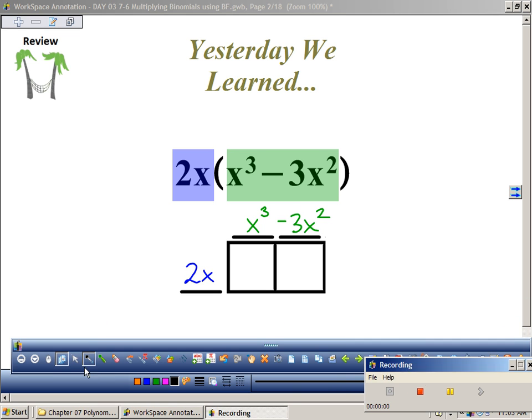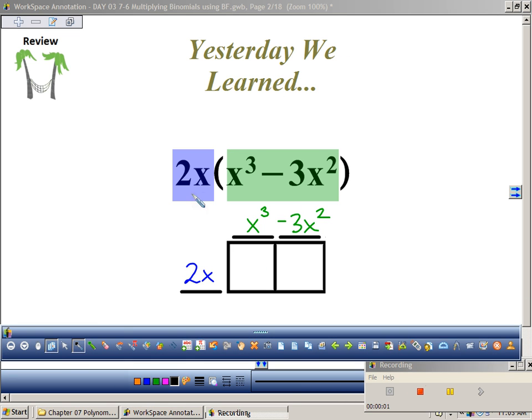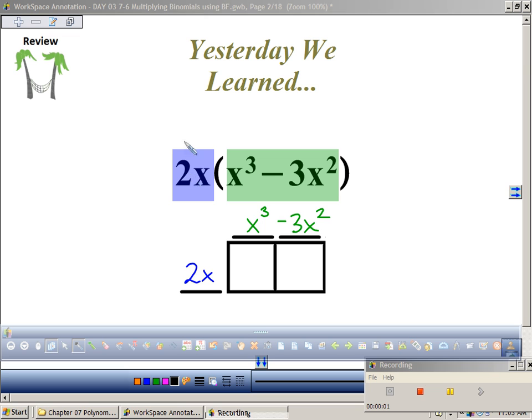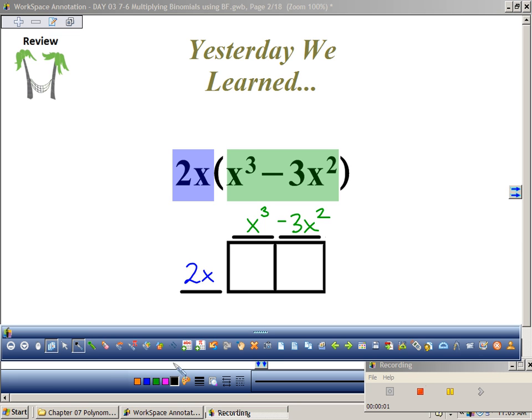Talk about what we learned yesterday. So yesterday we were multiplying a monomial by a binomial or by a polynomial, which means more than one. So I'm going to use my black ink, 2x, so we set it up out here. My monomial goes out here. My binomial is up here because I've got a 1 by 2 box.